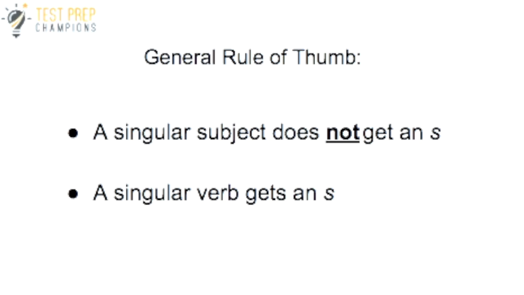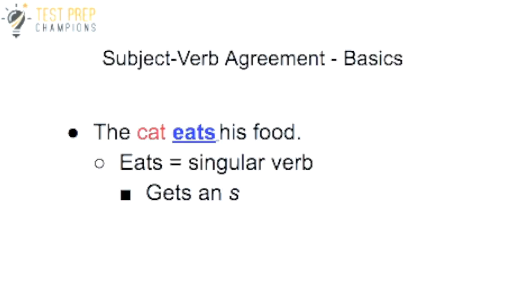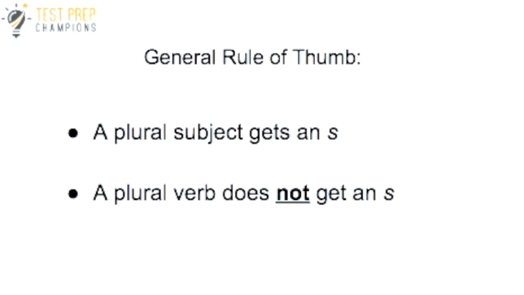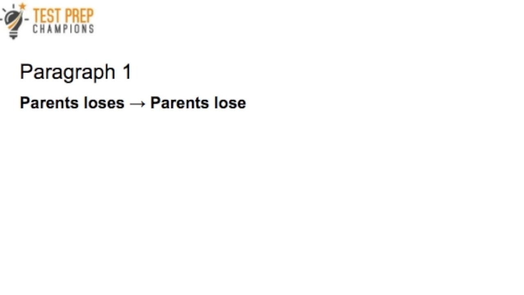Note that a singular subject does not get an S on the end of it, whereas a singular verb gets an S at the end of it. Again, this is a general rule of thumb. Also, a plural subject gets an S at the end as a general rule of thumb, and a plural verb does not get an S at the end of it. So "parents loses" must become "parents lose."